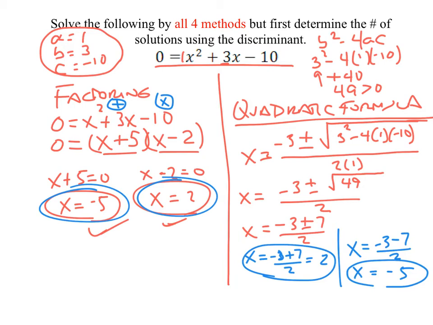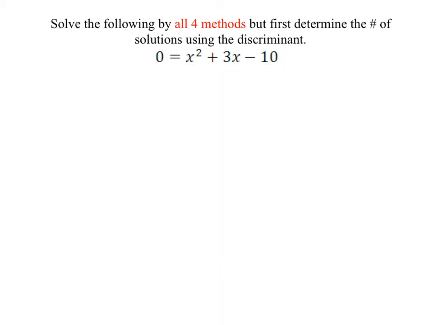Now eventually you'll be able to choose which method you want. We're just going to review them all. All right, so let's go on and do it the last two ways, which is completing the square and graphing. All right, and I'll show you my way of doing completing the square. If you have a way that you remember from your Algebra 2 teacher, you can do that too.